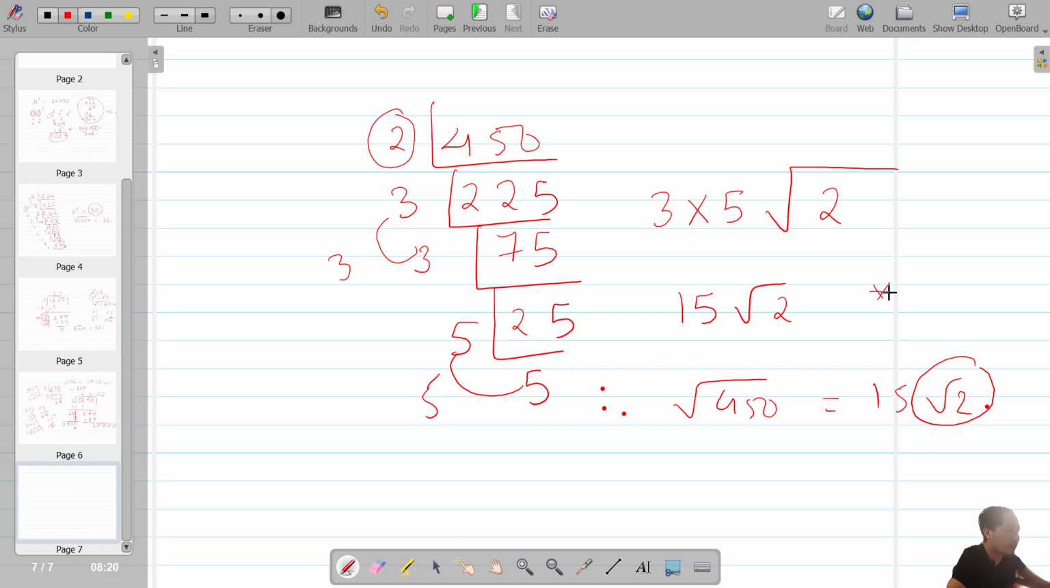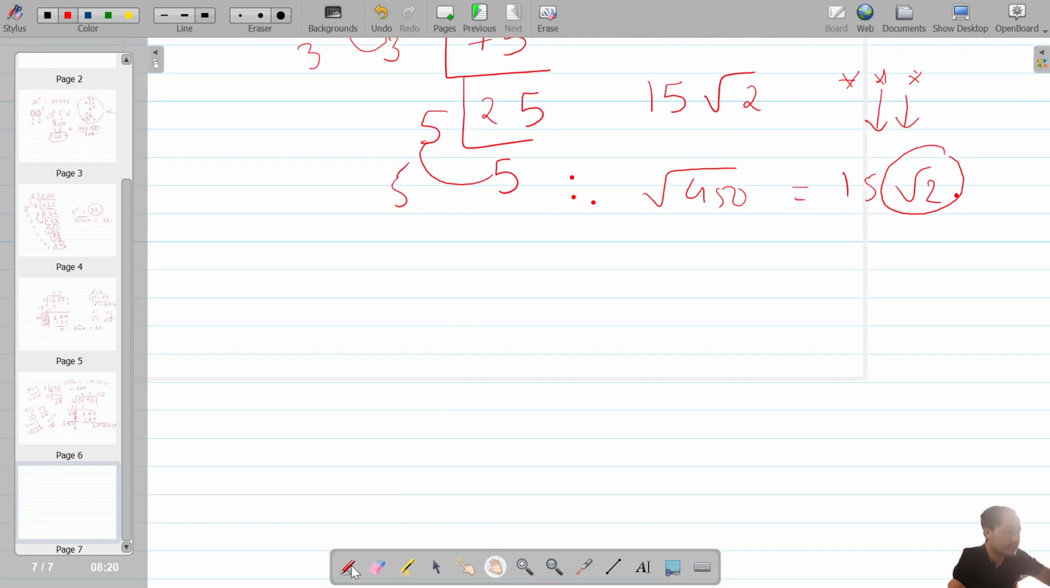Now this is more popular. This type of question is more popular in your examination than the long division method, because through this you can do rationalization and you can form different questions. So I would suggest that you get used to writing your square root in terms of this formation for different questions.